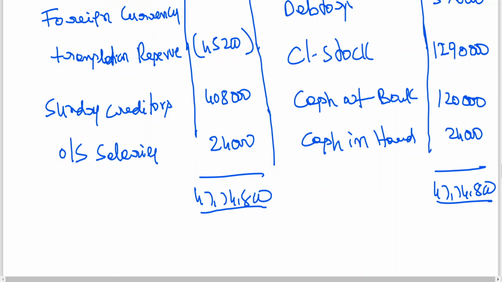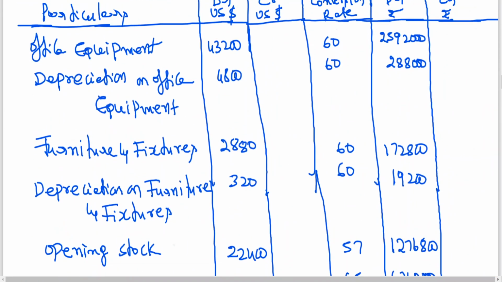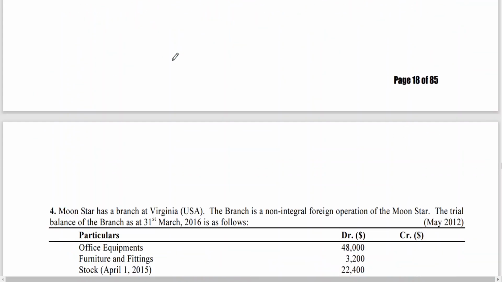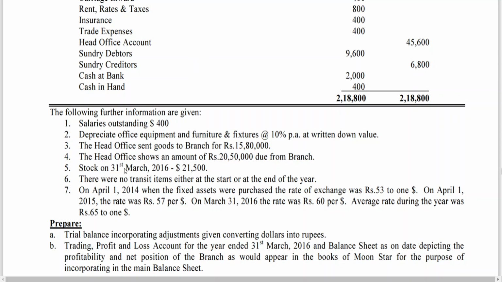See, I'm going to take one more problem today, the fourth one. Moonstar has a branch at Virginia, USA. The branch is a non-integral foreign operation. This is important. The trial balance has been given. Now we got some information: salaries outstanding, depreciate office equipment, head office sent goods, head office shown an amount of 20,50,000 due from branch, and closing stock in dollars.